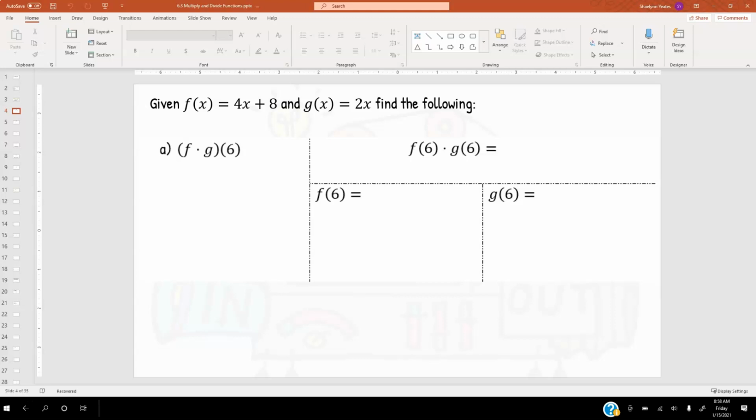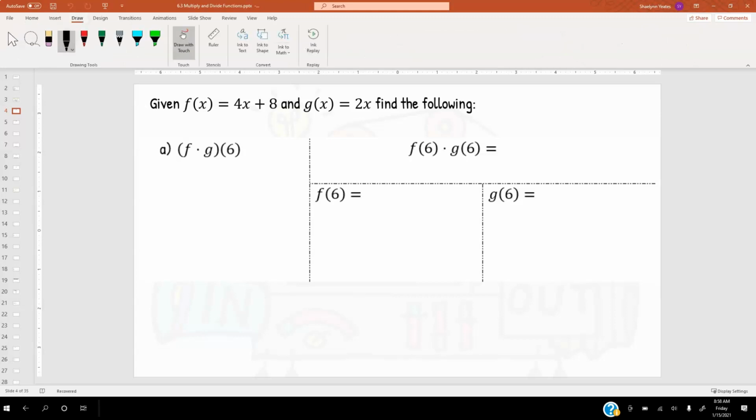So we're going to find f times g of 6. First off, we're going to find f of 6 and g of 6 and then multiply them together. And then I'll show you what happens if we do it all at once. Okay, so if we take f of 6, this means we have 4 times 6 plus 8. Well, 4 times 6 is 24, plus 8 would be 32.